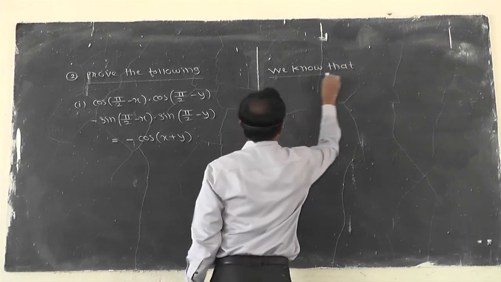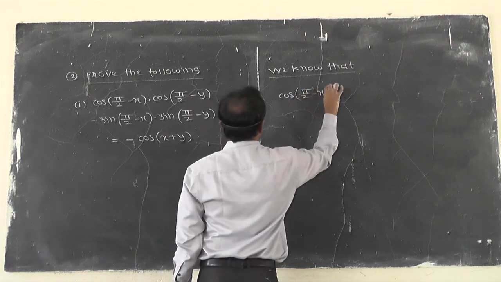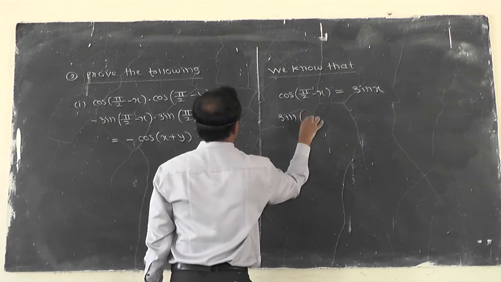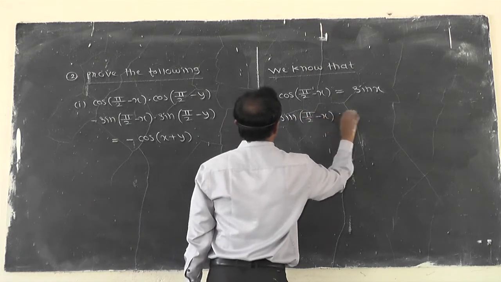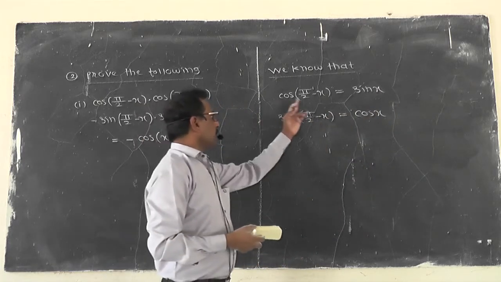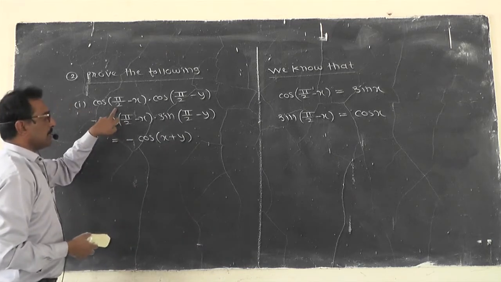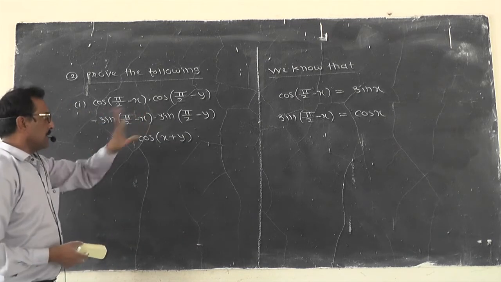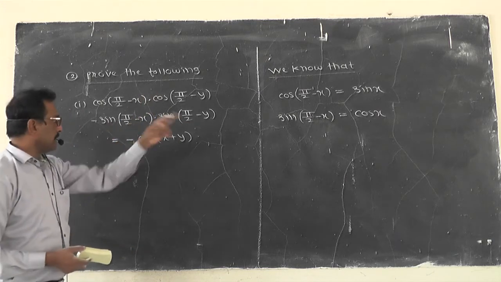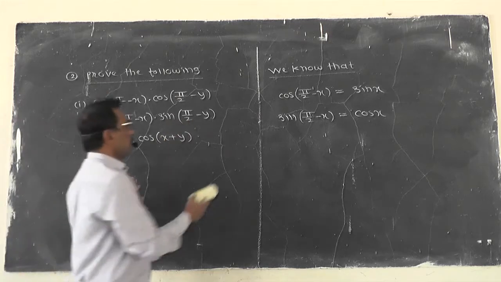Firstly, we know this formula here. It is already studied in 10th standard. Cos of pi by 2 minus x is equal to sin x, and sin of pi by 2 minus x is equal to cos x. Cos of 90 minus x is sin x, and sin of 90 minus x is cos x. Here cos of 90 minus x we can replace by sin x. Cos of pi by 2 minus y is sin y. Sin of pi by 2 minus x is cos x, and sin of pi by 2 minus y is cos y. So we have to continue the proof here now.